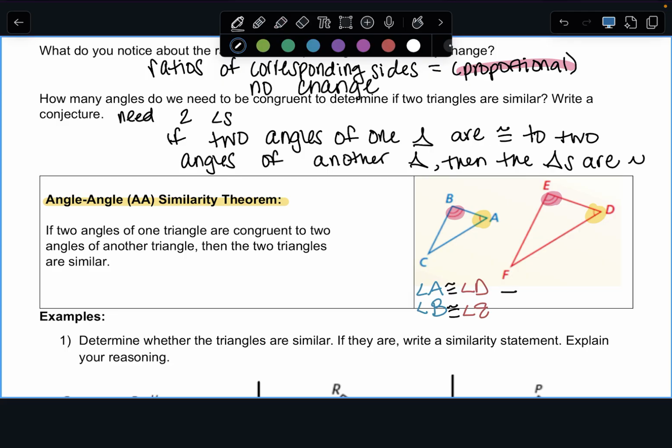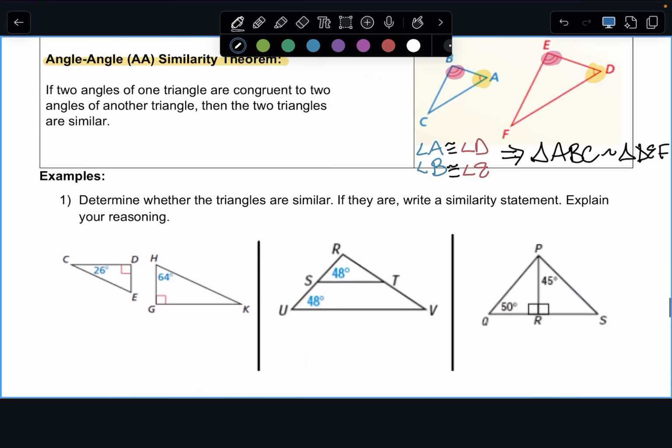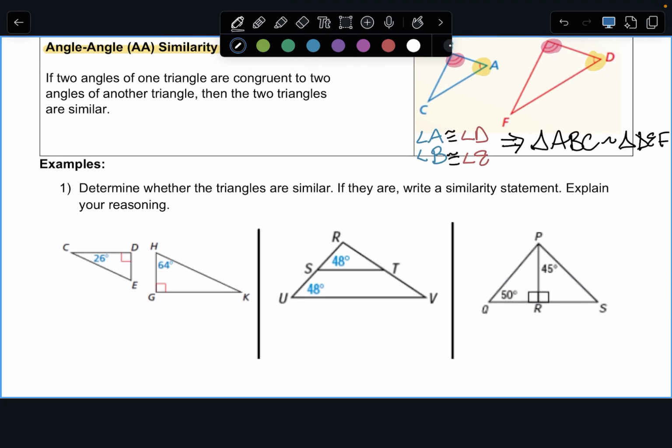So if that happens, then triangle ABC is similar to the other triangle, and our job is just to match our points. So what point went with A? D, what went with B? E, and then C and F went together. So D, E, F. So if you're asked if 2 triangles are similar, you're checking for 2 angles that are the same.